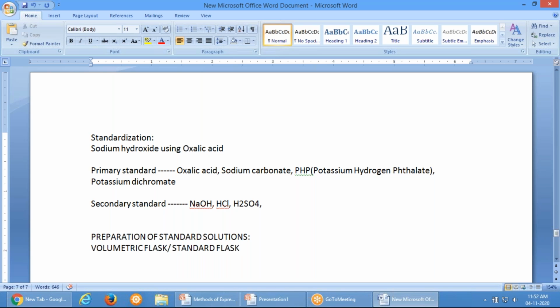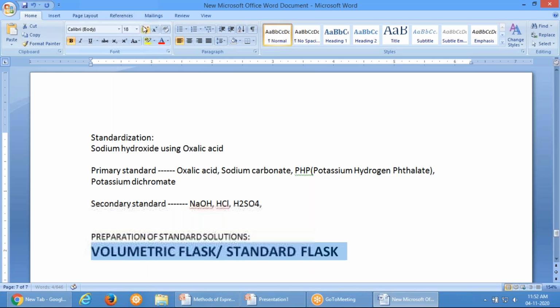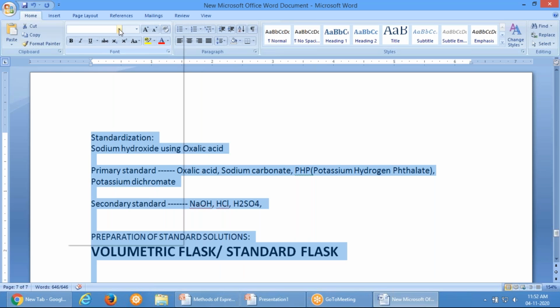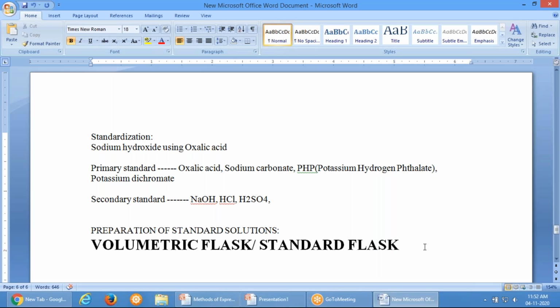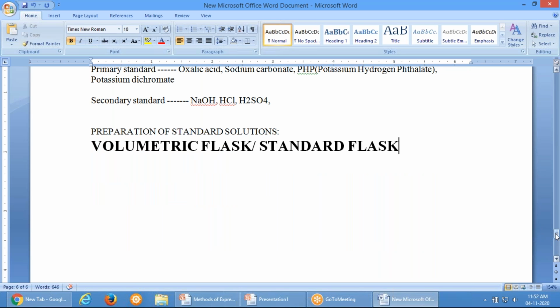So the glassware used to prepare standard solution is the volumetric flask, also termed a standard flask. Keep it in mind, we use only a volumetric flask or standard flask for the preparation of standard solutions. Whichever solutions you are going to prepare, either a primary standard or a secondary standard, we need to prepare only with the help of a volumetric flask.